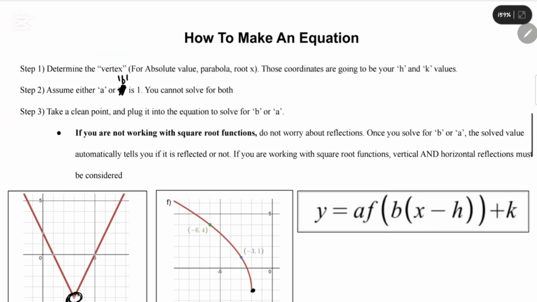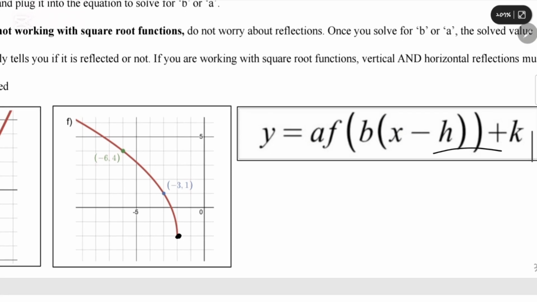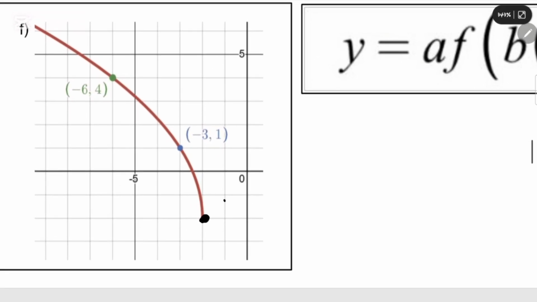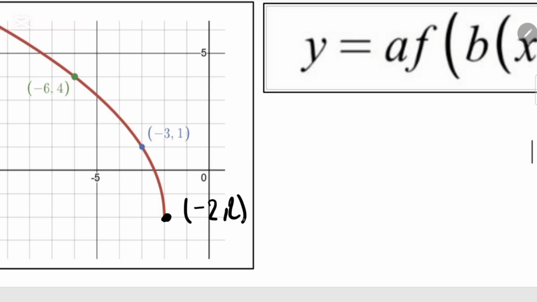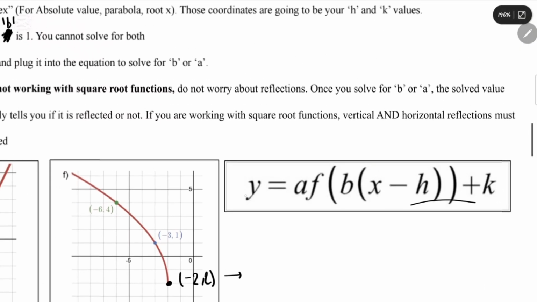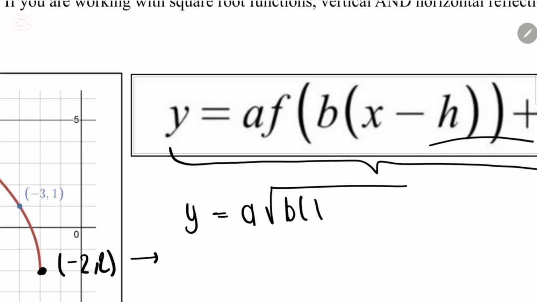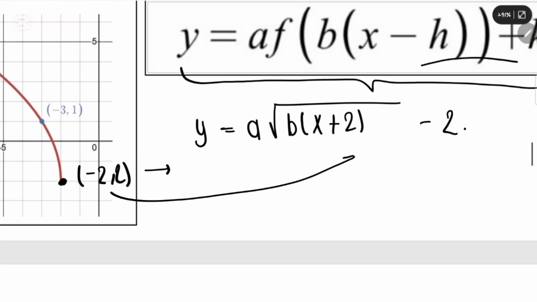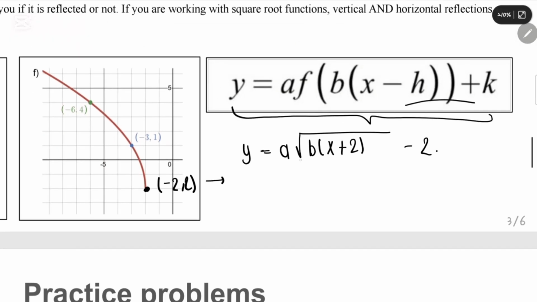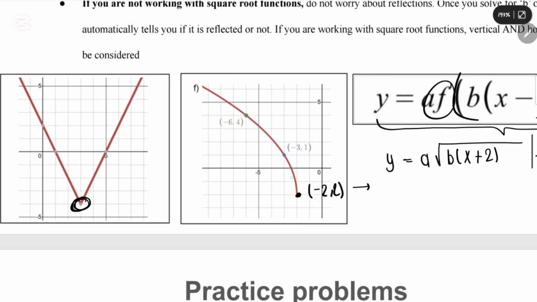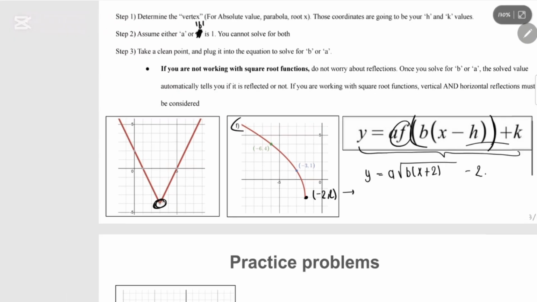And for the root function, the vertex is where the function starts the curve, here. Okay, so we need the coordinates of the vertex to plug in as h and k. For example, this one is going to be (-2, 2). That means the function notation turns into y equals a root of b(x plus 2) plus 2, plugging in these as h and k. And then you apply the root because f bracket, as said earlier, just means replace the function in. This is a root function, by the way. Okay, so that's your first step.